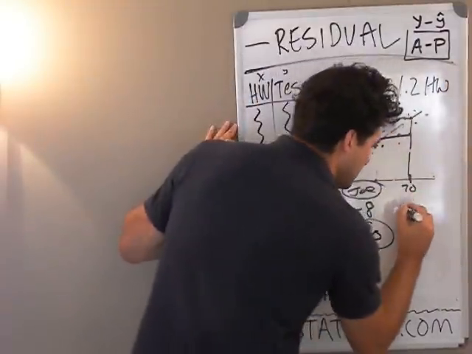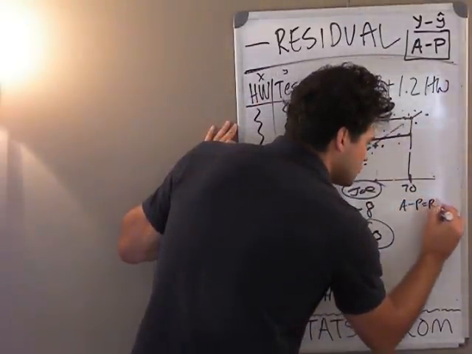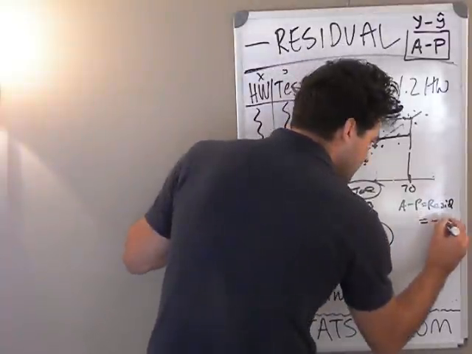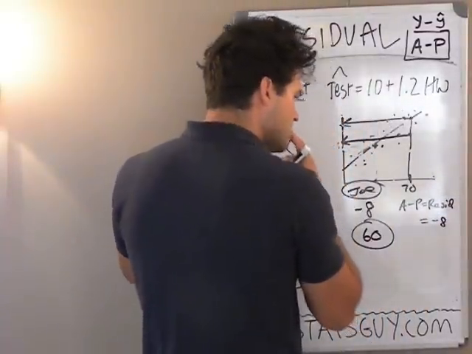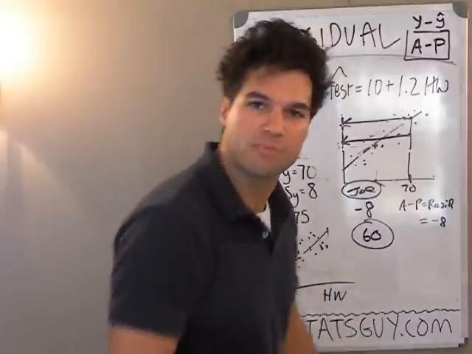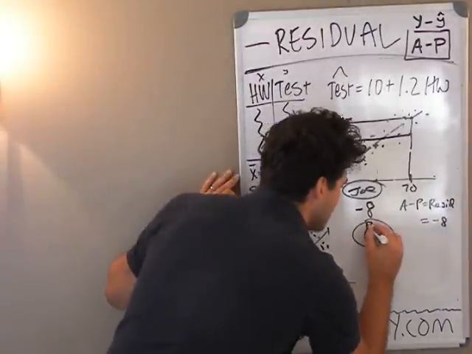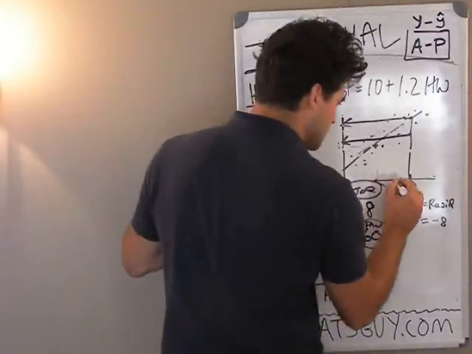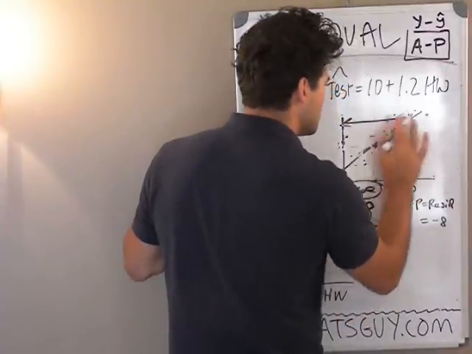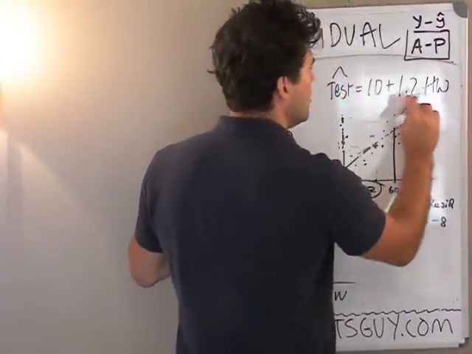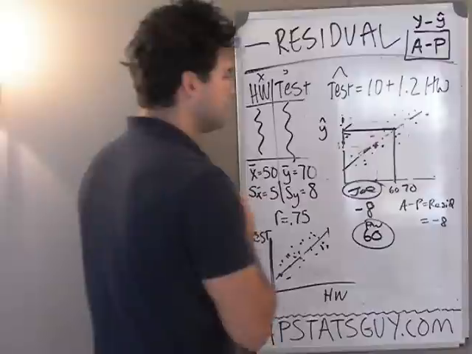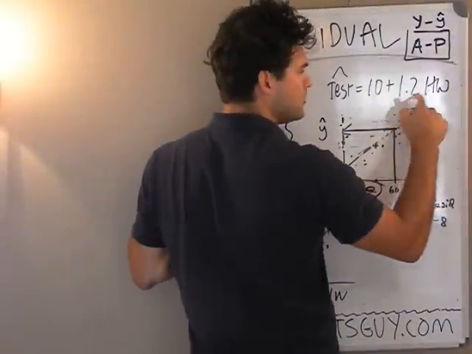I know that A minus P, actual minus predicted, equals resid. So here I know his residual is negative 8. I'm trying to find his actual. Oh, I need to find his predicted. Well, I know his homework average was 60. So what I'm going to do is put 60 into the model. See what comes out. So let's see what comes out when I put 60 into the model.